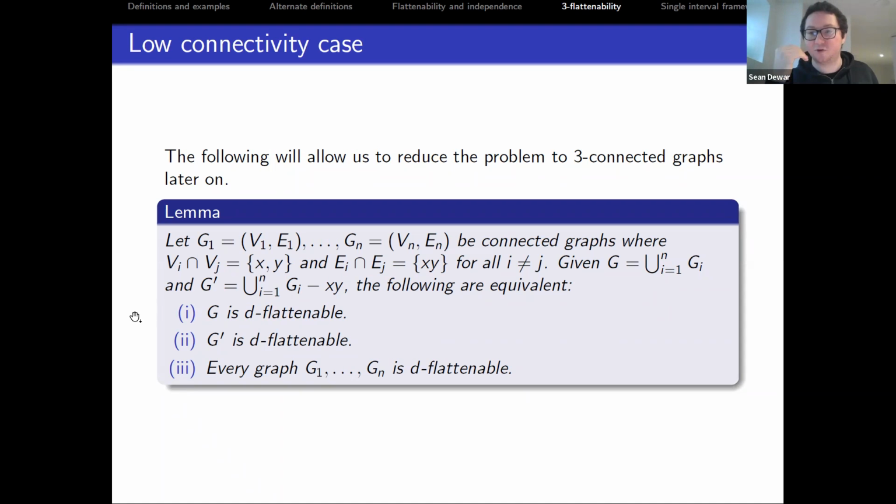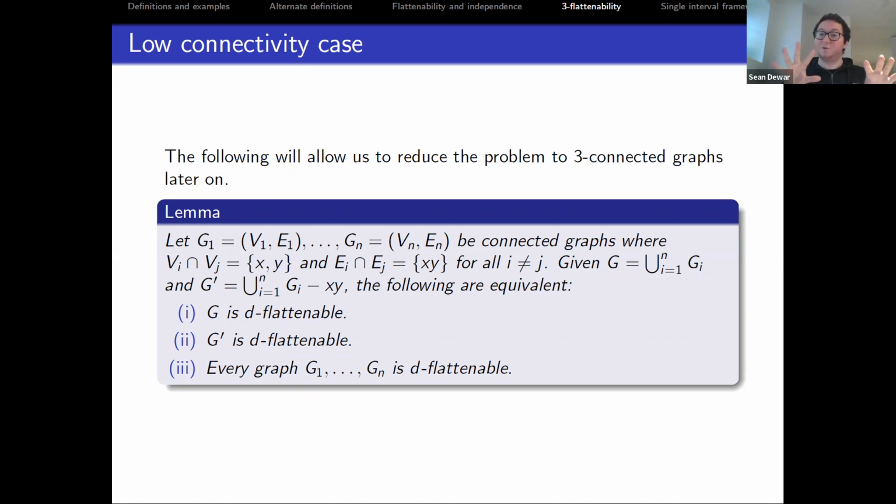Now, this is going to help us reduce to the problem of 3-connected graphs. Because if we have a graph that's got a separating set of size one, it's easy to see that we can separate it out into 2 graphs and then just deal with both halves.